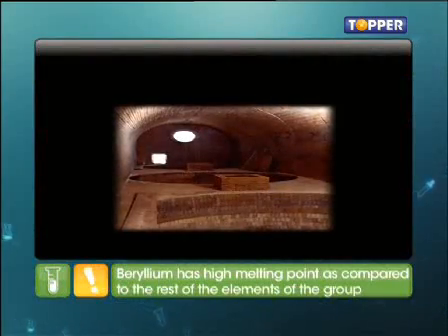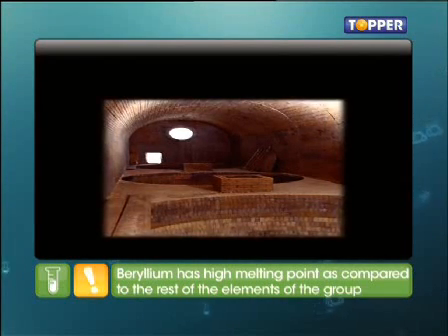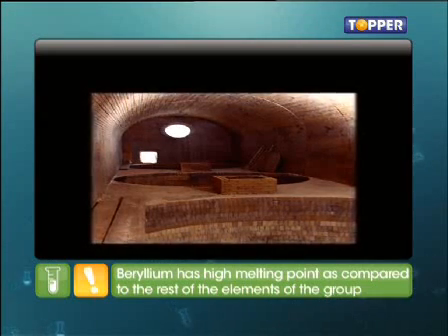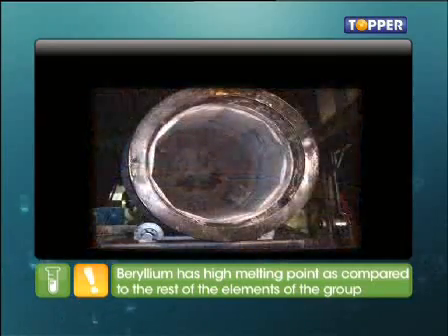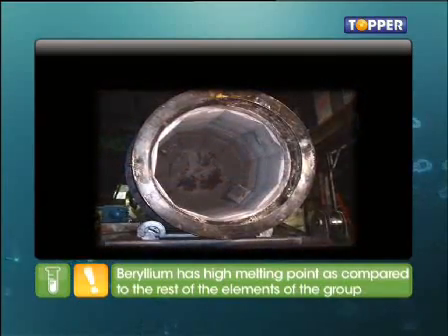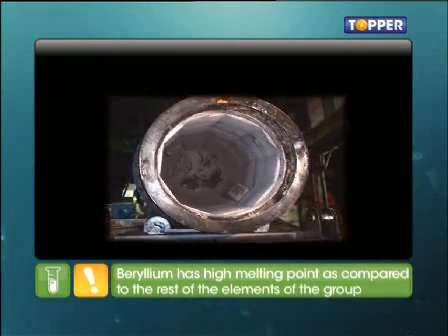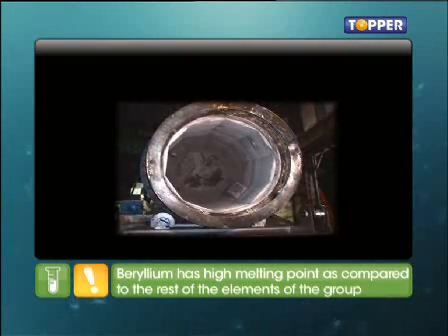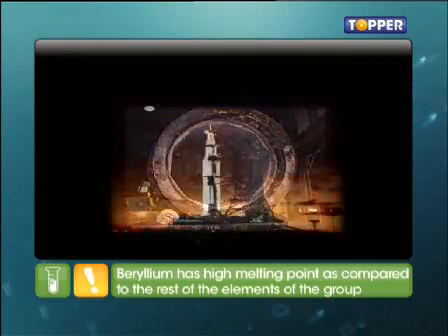Beryllium has a high melting point. This is the reason why beryllium is used as a refractory. Refractory is a material which has a high melting point, is resistant to heat, and difficult to melt. Beryllium is also used in the defense and in aerospace industries because of its high melting point. In fact, it was used to make the nozzle for Saturn V.